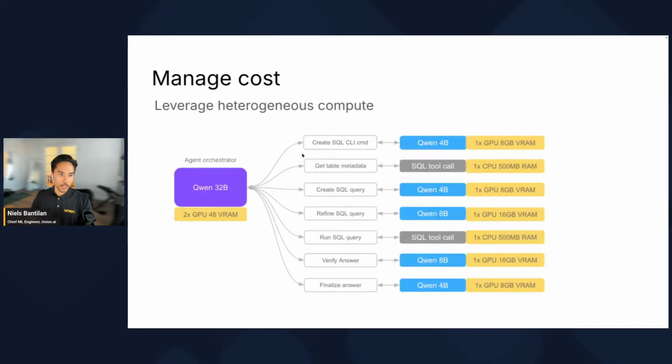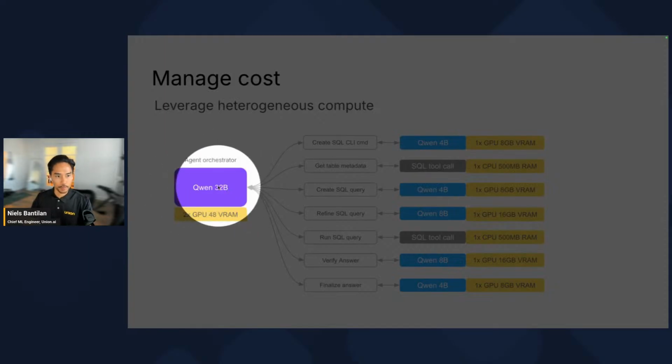And then managing cost. So I made a point earlier about leveraging heterogeneous compute. This is something that's super important if you want to squeeze even more cost efficiency out of your system. And so let's just take an example where you're using 3 sizes of model, right? So in this case, I'm using Quen 32 billion on the agent orchestrator, something a little bigger. Maybe I might use the 70 billion one. And here you may need 2 GPUs with 48 gigs of VRAM.